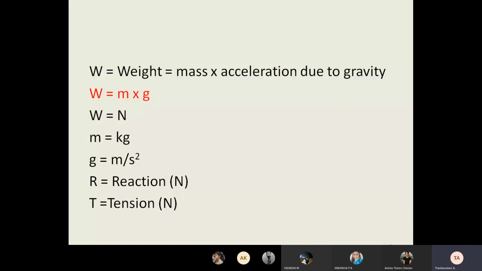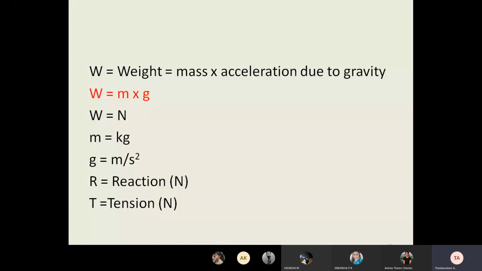Okay, so W means weight. What is the weight? Mass into acceleration due to gravity. W equals M into G. W is weight, and its unit is Newton, N means Newton. What is M? Mass, in kilograms. What is G? Meter per second square, 9.81. I write only the unit here, but the value of G is 9.81 meter per second square.